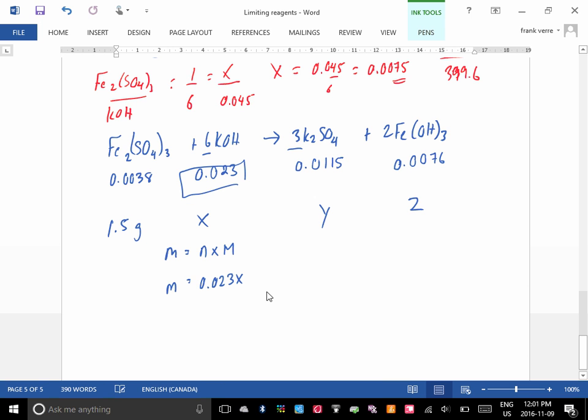The mass would be 0.023 times the molar mass of potassium hydroxide. What do we work that out as? 56? So what's that? 1.28. Okay, let's just round up to 1 decimal place. 1.3 grams. Alright. Potassium sulfate.